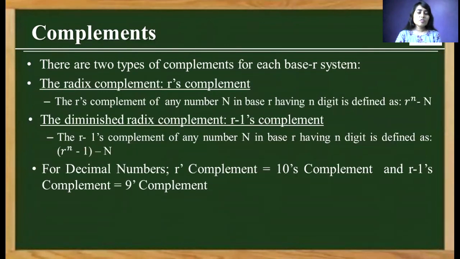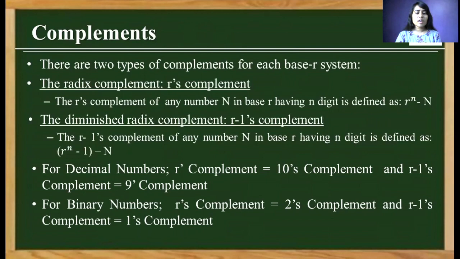For decimal numbers, we have tens complement and nines complement. For binary numbers, we have twos complement and ones complement. These tens, nines, twos and ones complements are calculated using the formulas for R's complement and R minus 1's complement. But calculations of complements using these formulas are quite difficult. So we can use an alternative method to calculate complements. Let's discuss how to calculate these complements.